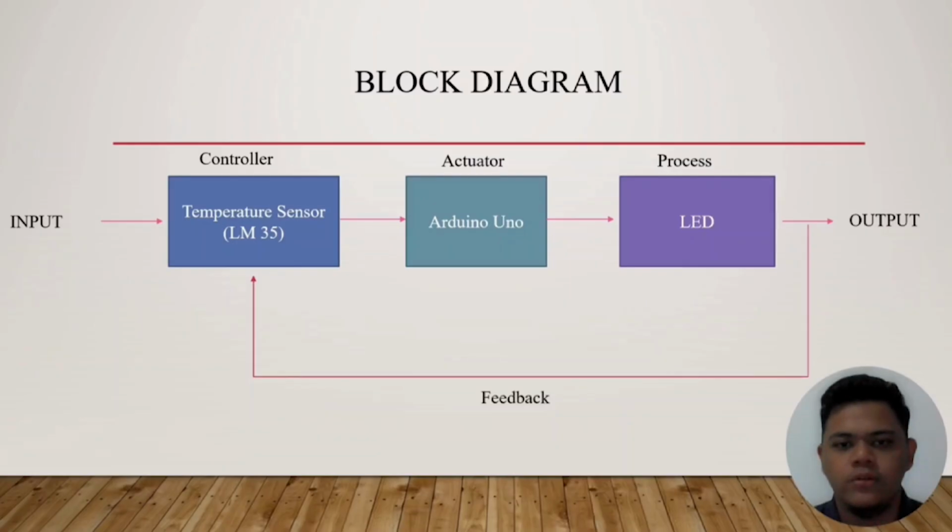Now we go to the block diagram for our project. The first one, we have the input. Next, we have the controller, which is the temperature sensor LM35. Then we have actuator. We use Arduino Uno. The process we use the LED. And the last one is output or providing the feedback to the controller.